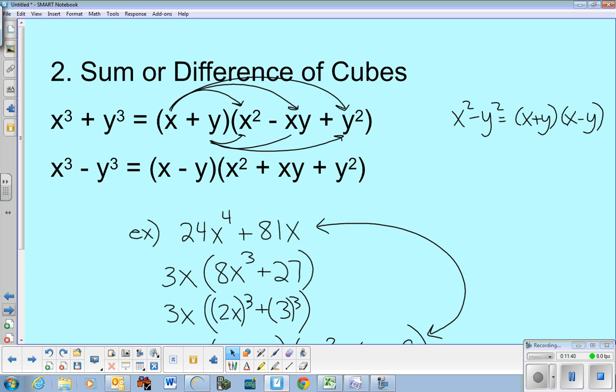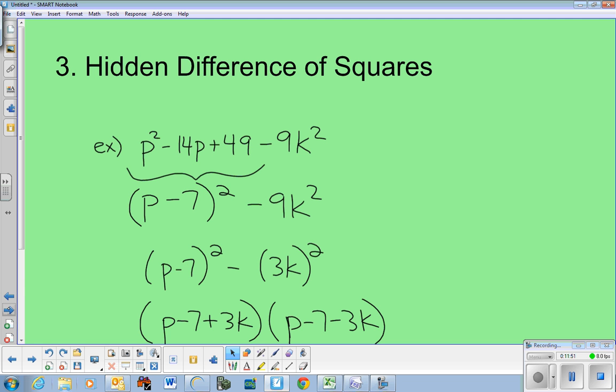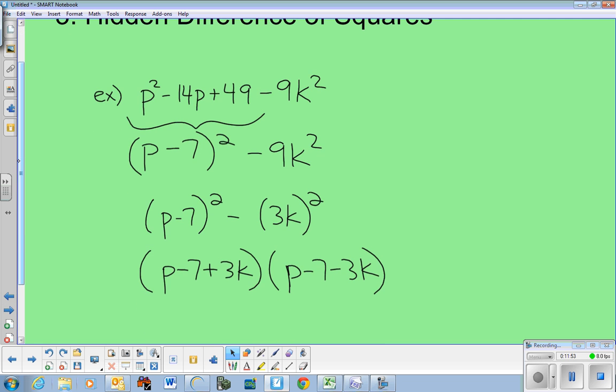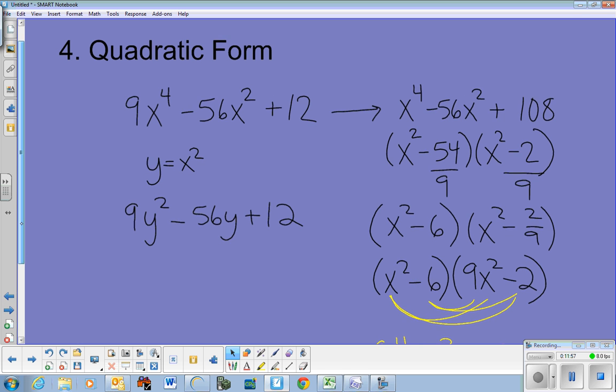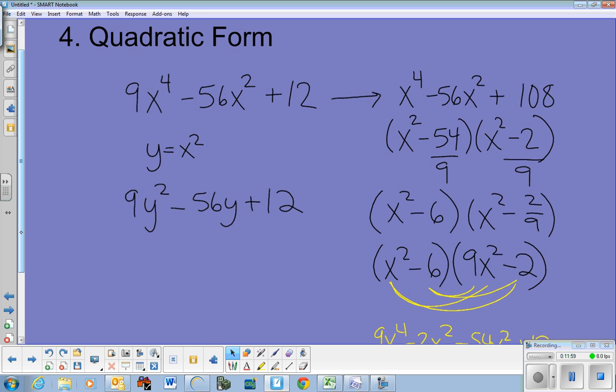Sum and difference of cubes. With squares, it has to be only a difference. You can't do a sum of squares, but with cubes, you can do both. Hidden difference of squares: finding that completed square and going from there. And then in the form of a quadratic just means you could have x squared squared, which would show up as x to the 4th, x squared in the middle, x to the 0 at the end. So that wraps it up.